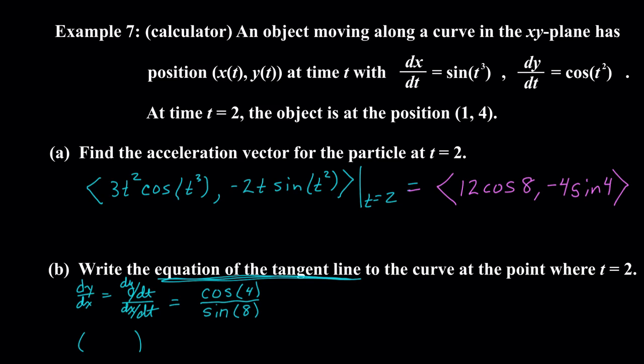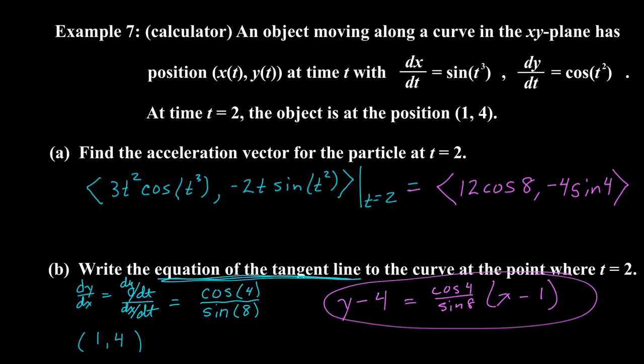Now we also know that at t equals 2, this is the position of our particle. So the coordinate we're going to use for position is (1, 4). That gives us the equation y minus the y value equals dy/dx, our slope, which is cosine of 4 divided by sine of 8, times x minus the x coordinate of 1. That is the equation of our tangent line.